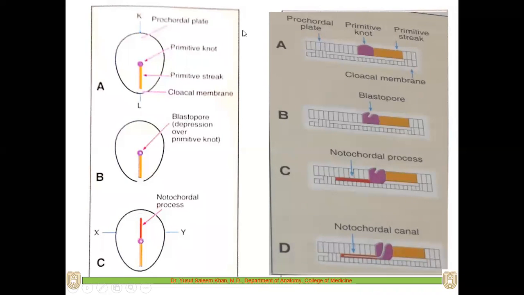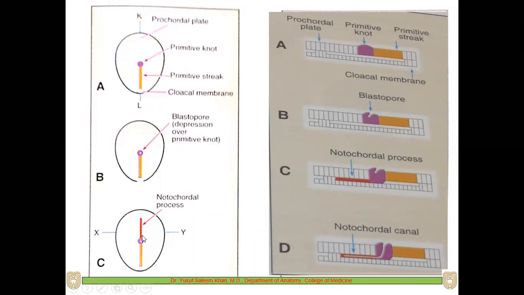The same thing if you see from above. Here this is the procaudal plate, this is the cloacal membrane, this is the head end and tail end, this is the primitive streak. At the upper end of the primitive streak, you can see this is the primitive knot. Now there is formation of a depression called the blastopore or the primitive pit.